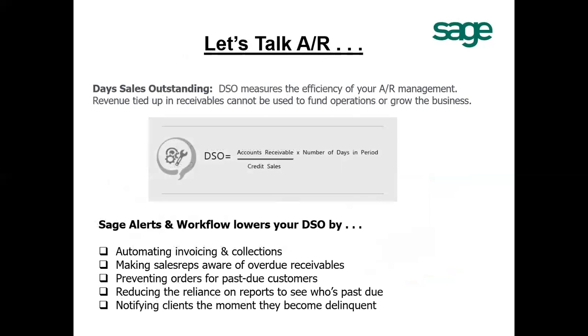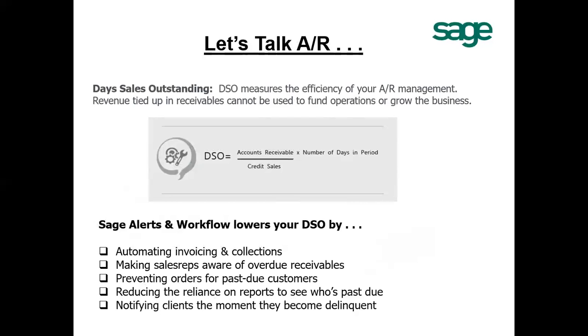Now, there's a statistic out there, you might be familiar with it. It's called Days Sales Outstanding, or DSO. And DSO measures the efficiency of your AR collections process. Basically, you want your DSO to be as low as possible because that reflects that as soon as customers are placing orders with you, you get paid for them on a very timely basis.